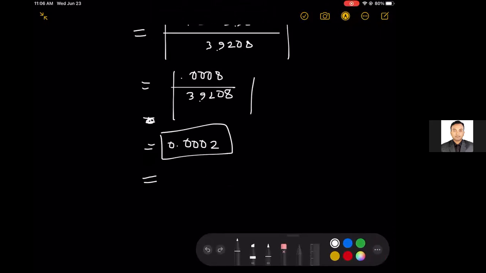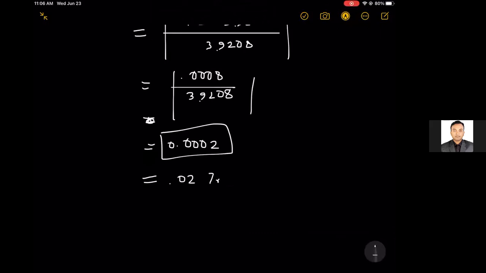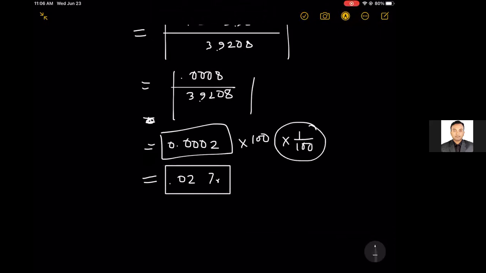Okay, any question from this? Finding the percentage means multiplying it by 100 times this, right? So this is this, and this is your percentage. Okay, I think we're already over time.